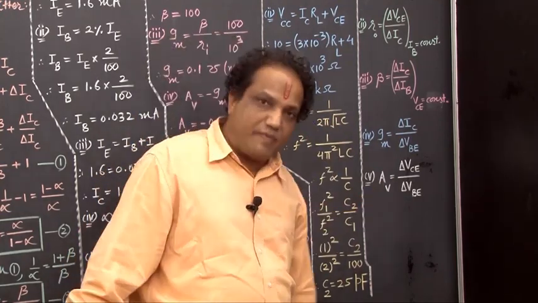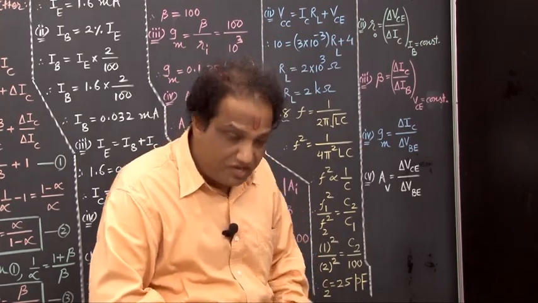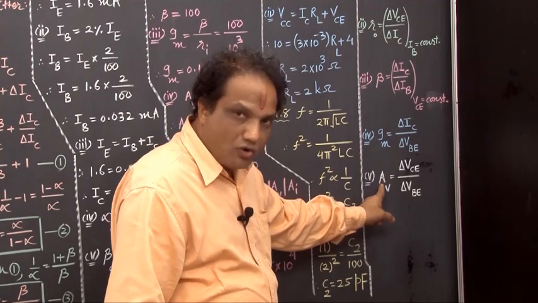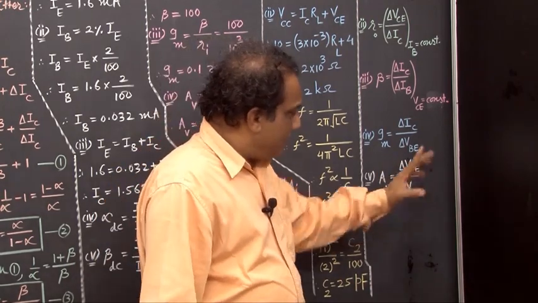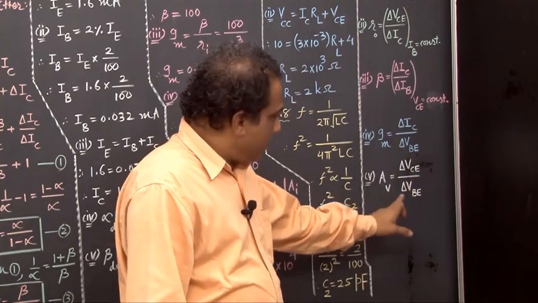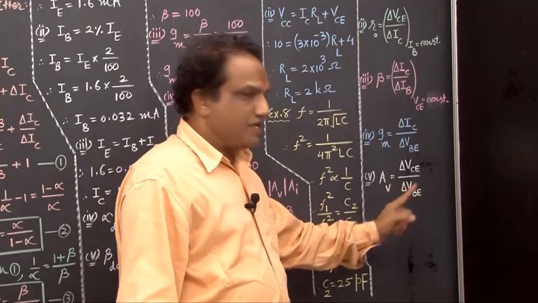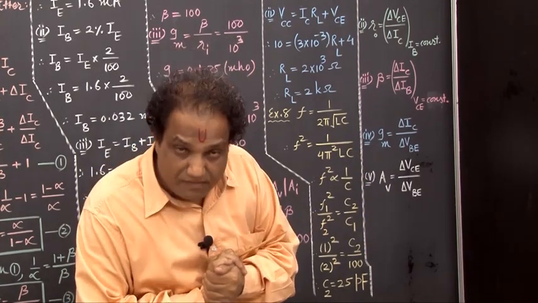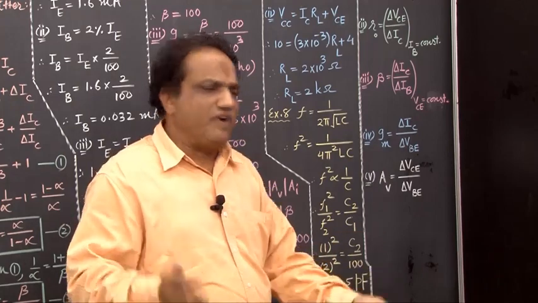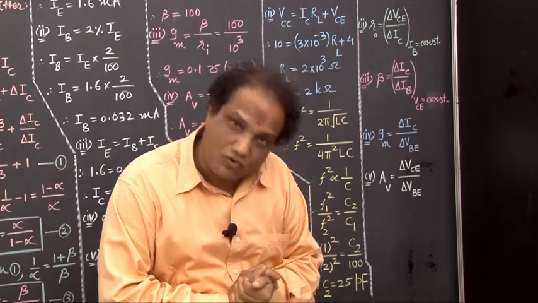Then we go for the last parameter called voltage gain, shown by symbol AV. V you should write below A, like this. The ratio of change in collector voltage to the corresponding change in base voltage is called voltage gain of a given transistor, shown by symbol AV. Because it is also a ratio of identical physical quantities, it has to be unitless.